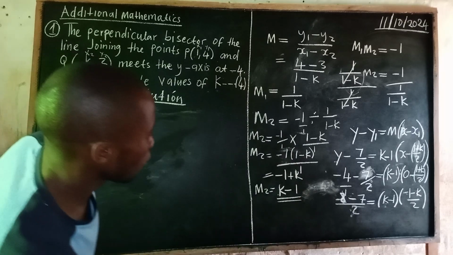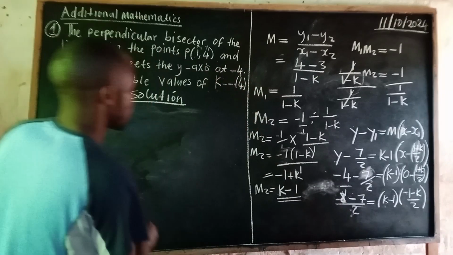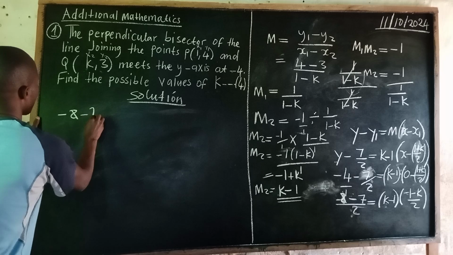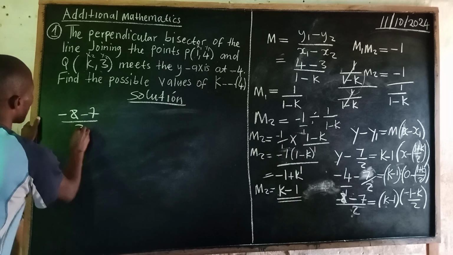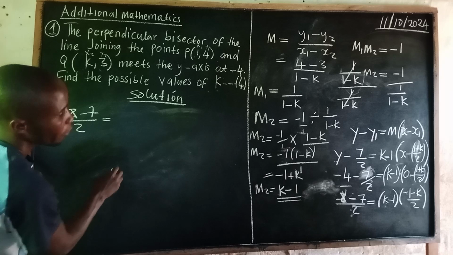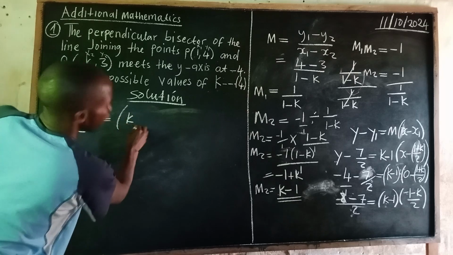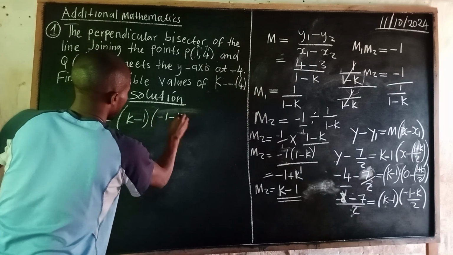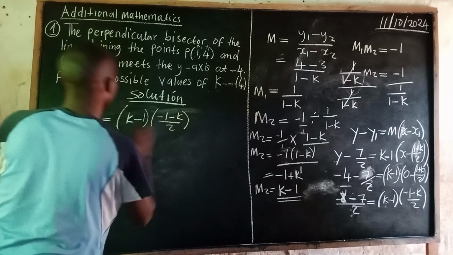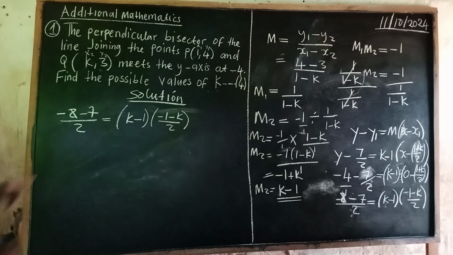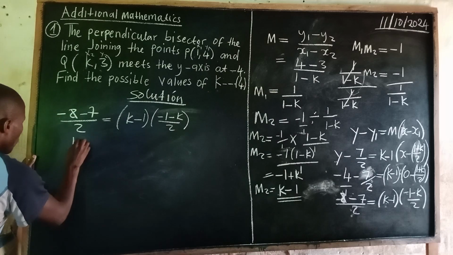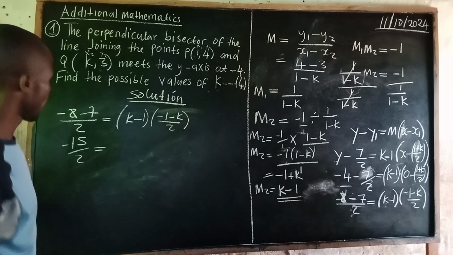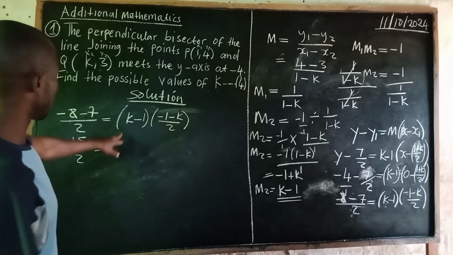So now we are here. Let me just bring them here first. Negative 8 minus 7 over 2, then equals, we have open bracket k minus 1, then open again, negative 1, negative k over 2. So now we are going to simplify this. Here we are going to have 15 over 2, which is a negative 15 there, then equals. Let us expand this.